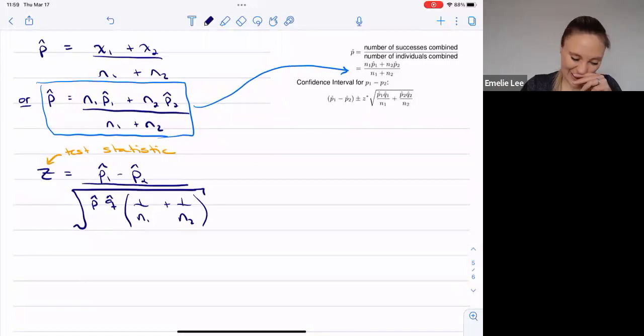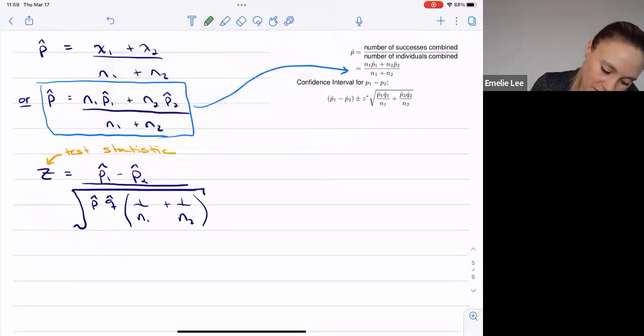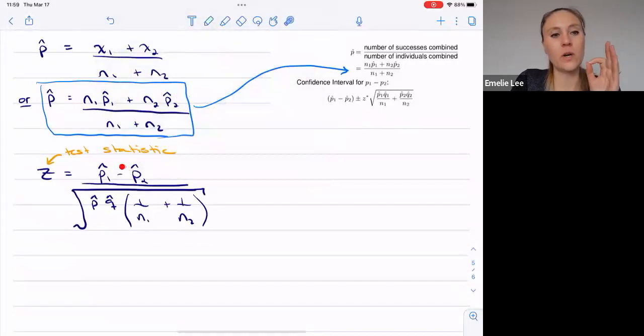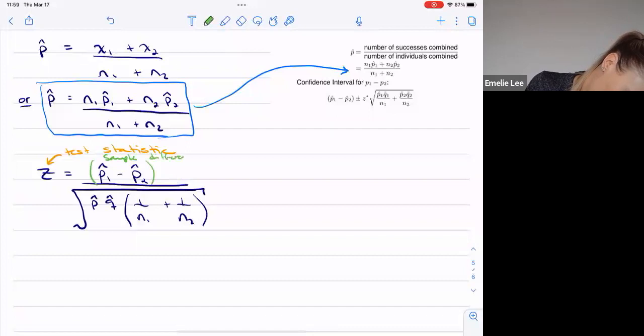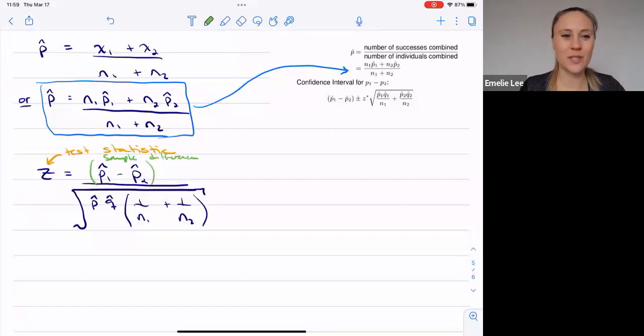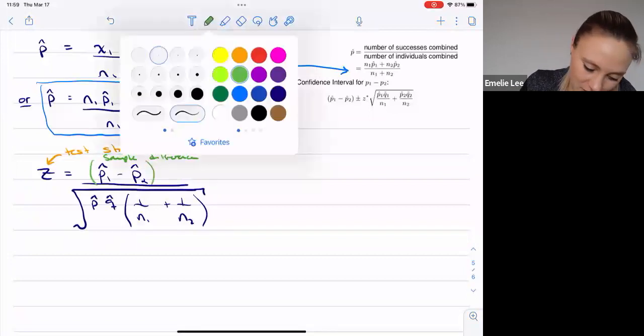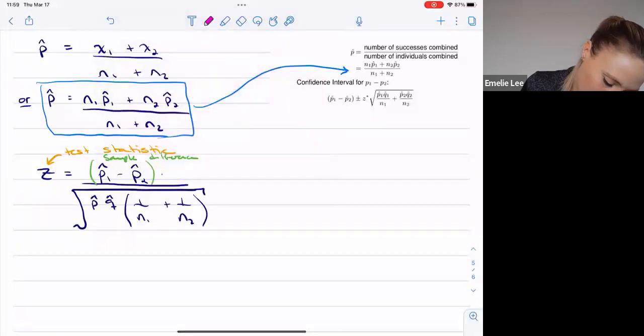Okay, so technically what's going on here is we want to see how far is my sample difference from my hypothesized difference. Okay, and so really this is my sample difference. And I want to see how far is it from my hypothesized difference. But my hypothesized difference, and what color can I use? Let's maybe use pink. Minus p1 minus p2, which is the hypothesized difference.